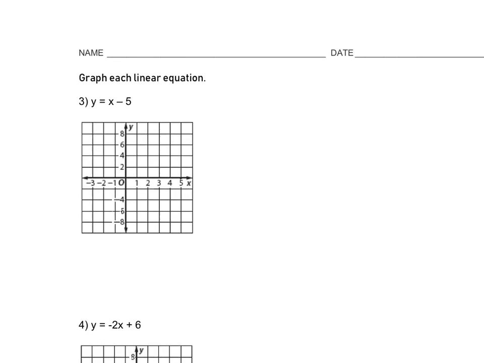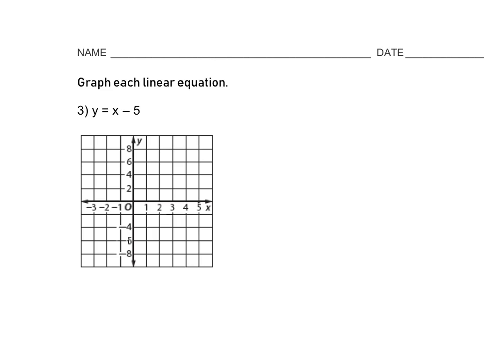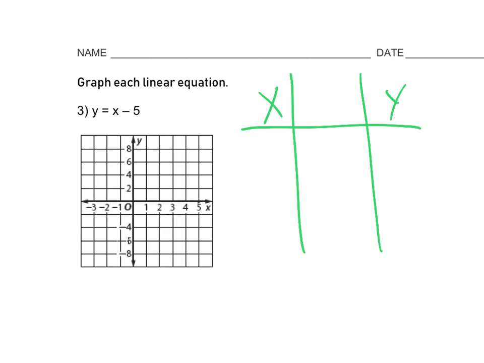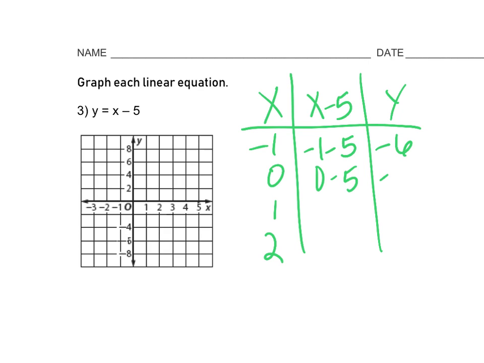Okay, so this is our last one right here. This says graph each linear equation. Well, it didn't give us a table, so I'm going to make my own table. I'm going to say x and y, and I'm going to use those same numbers, negative 1, 0, 1, 2. And then I'm going to plug in my equation, x minus 5. So my first point would be -1 minus 5, which equals -6. And then 0 minus 5 is -5. And then 1 minus 5 would be -4. And 2 minus 5 is -3.